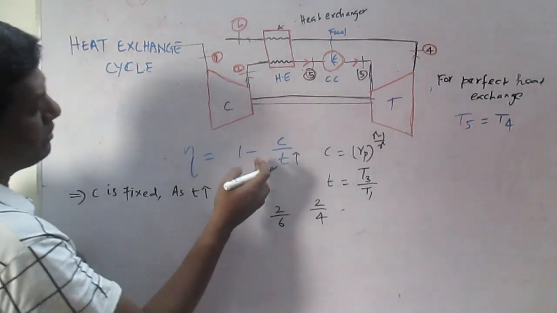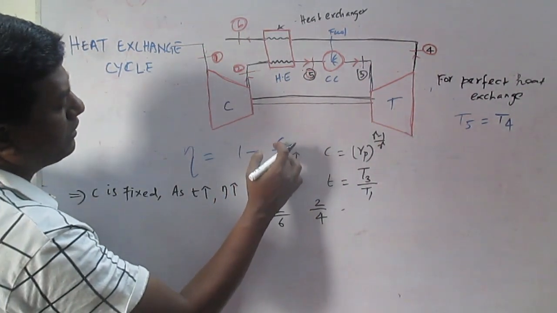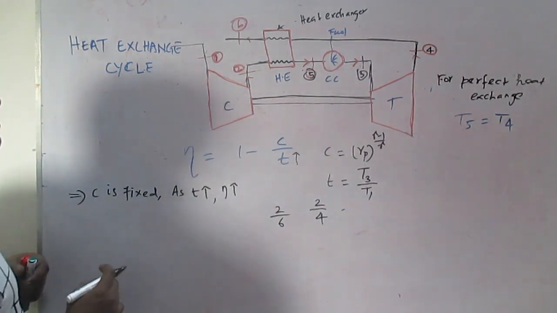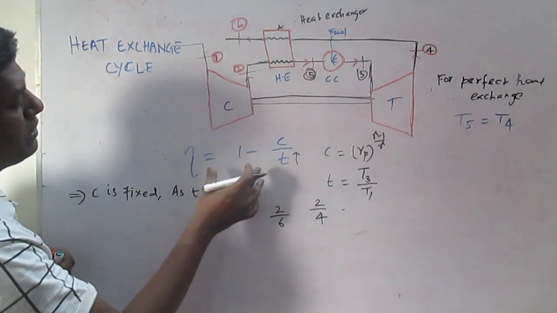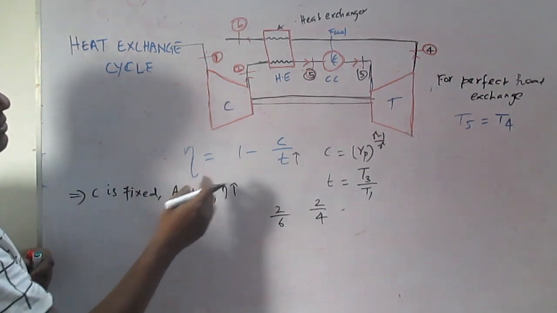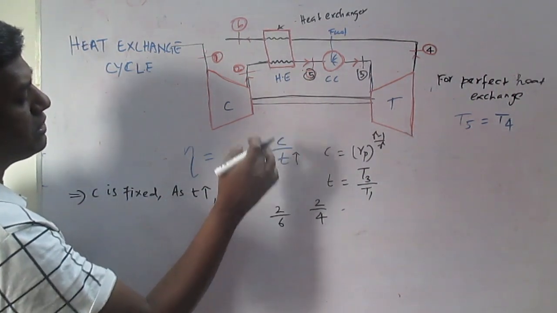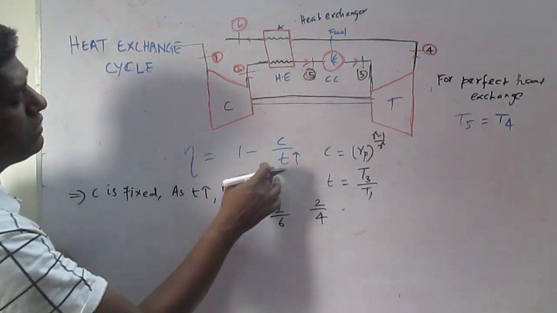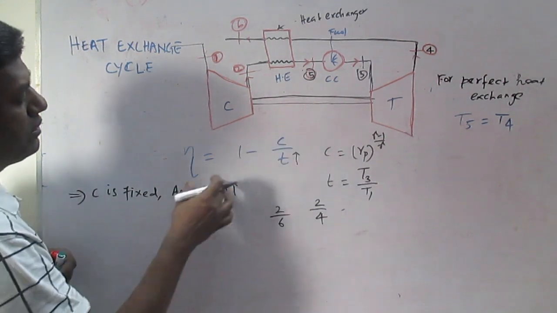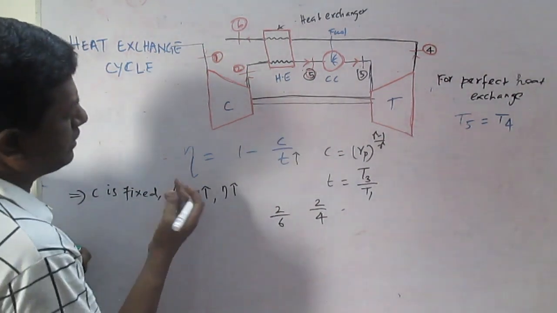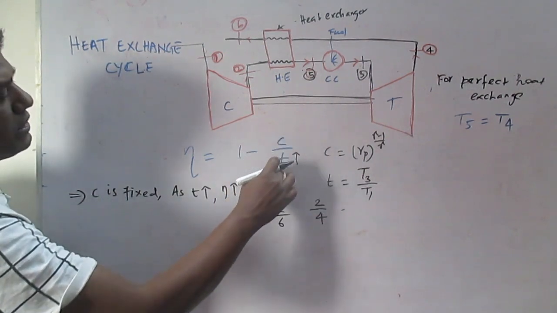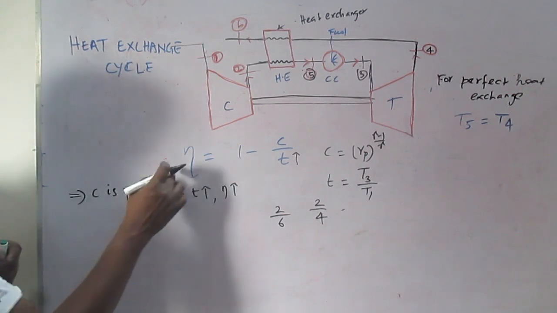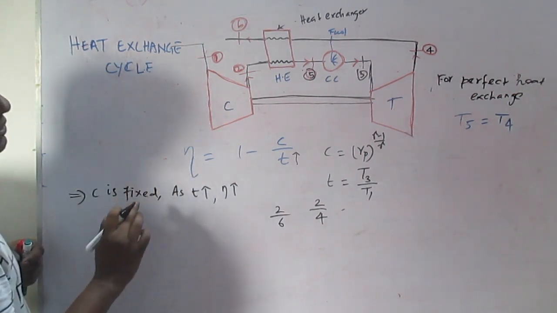The next thing is, suppose you are increasing both: C also increases and T also increases. What happens? In that case our efficiency will be decreasing, because if C also increases and T also increases, finally this ratio will not be decreasing. So the efficiency will not increase.